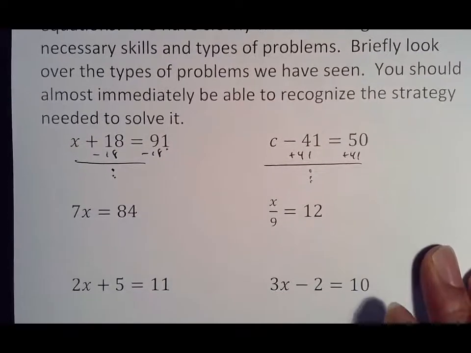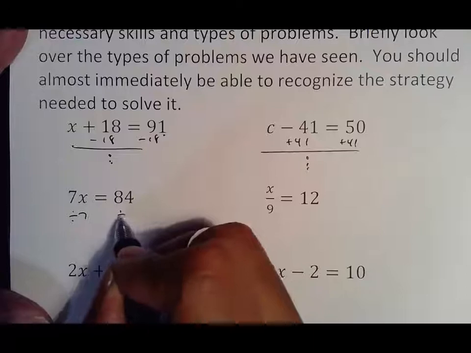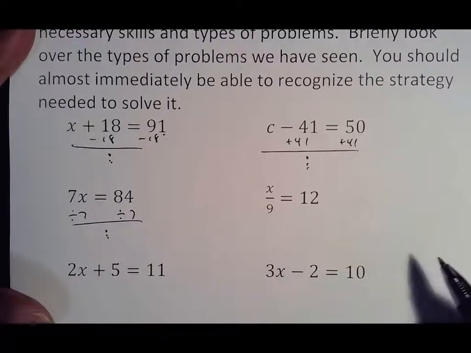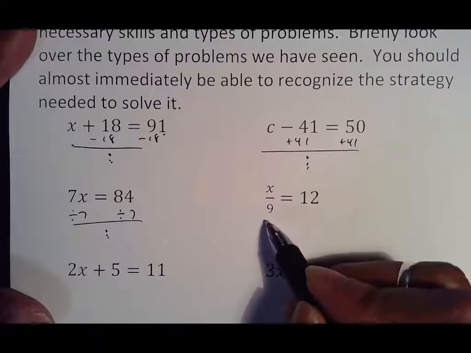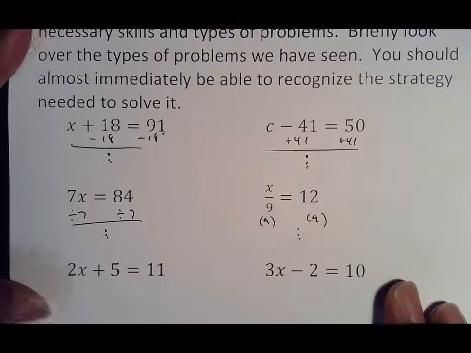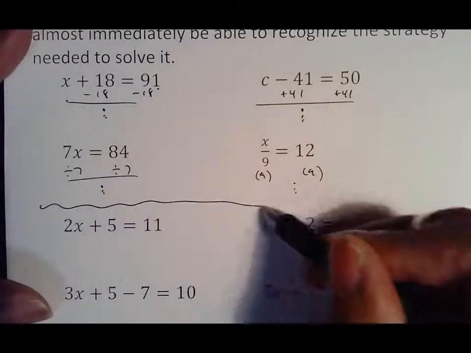If we saw 7x equals 84, we should understand that it's 7 times x and that we divide by 7, and again, get our answers. x over 9 equals 12. This is x divided by 9, so we would multiply by 9, etc. Those were your one-step equations. That was week 1 of this chapter.